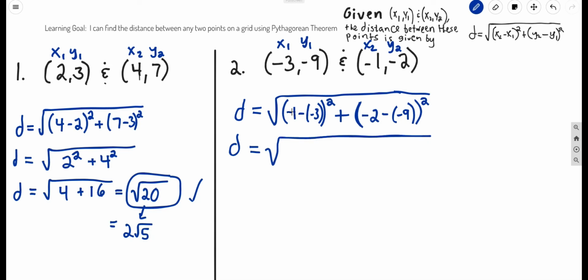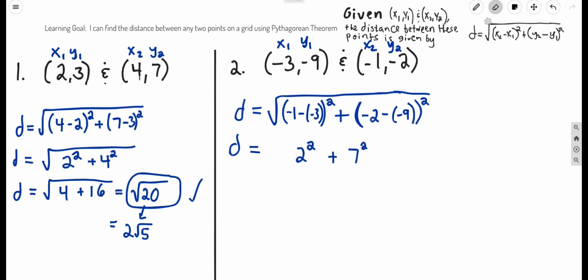We have -1 minus -3. When I see these two negatives, what that really means is this negative becomes a plus. So really we have -1 plus 3 all squared. -1 plus 3 would be 2. So we have 2 squared plus, now we have -2 minus -9. So the two negatives become a plus, and we ultimately have negative 2 plus 9, which would be positive 7 squared.